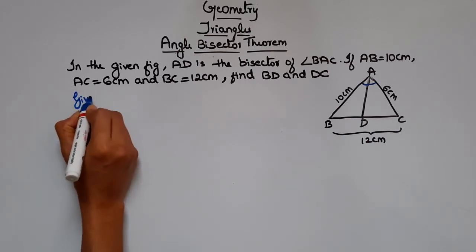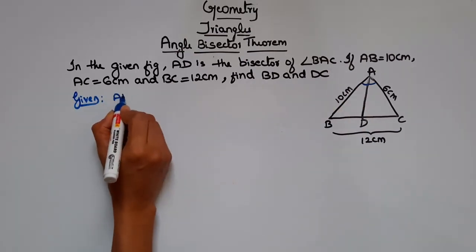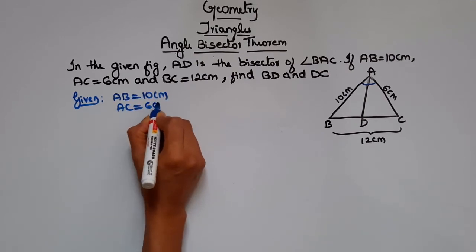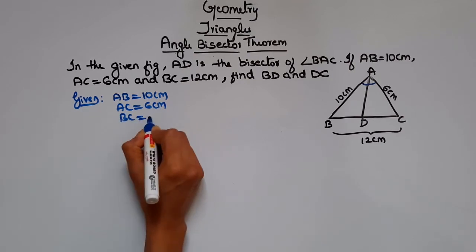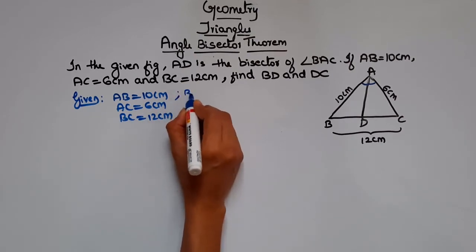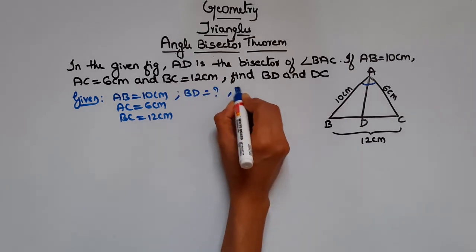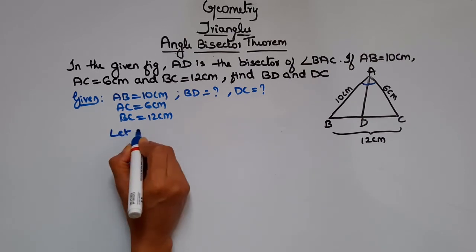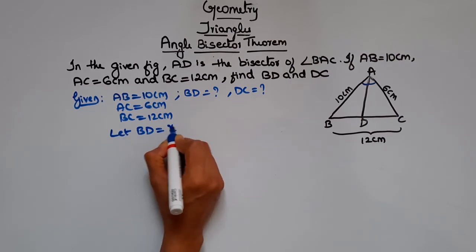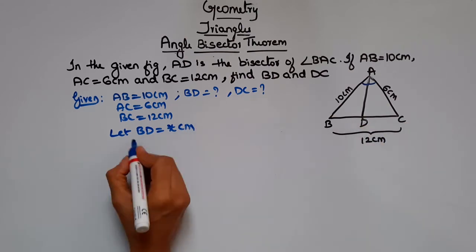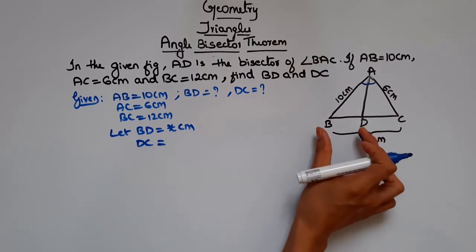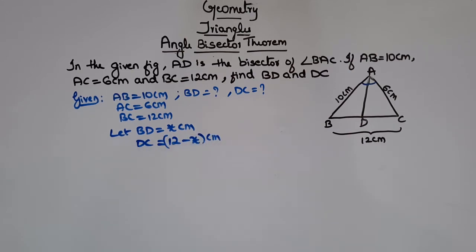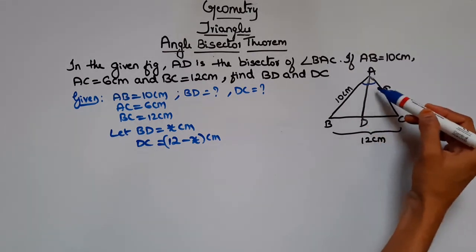So first let's write what is given. Given here is AB is equal to 10 centimeter and AC is equal to 6 centimeter. We have BC is equal to 12 centimeter and we have to find BD and DC, right? Let's take BD is equal to x centimeter. So what will be DC? So DC will be 12 minus x centimeter, right?